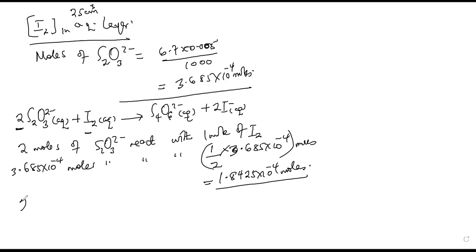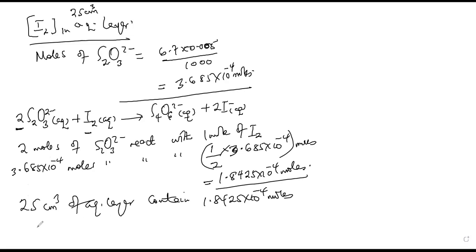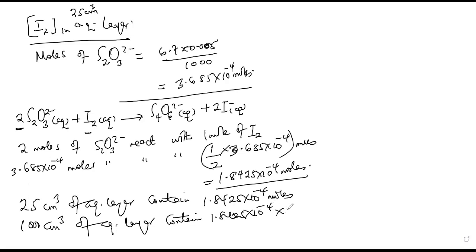What about 1,000? That will give us the concentration of iodine in the aqueous layer. So we say 25 cubic centimeters of the aqueous layer contain 1.8425 times 10 to the power -4 moles. Then 1,000 cubic centimeters of aqueous layer contain 1.8425 times 10 to the power -4 times 1,000 out of 25.